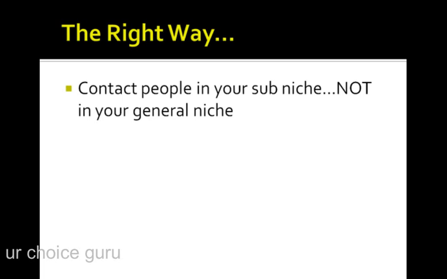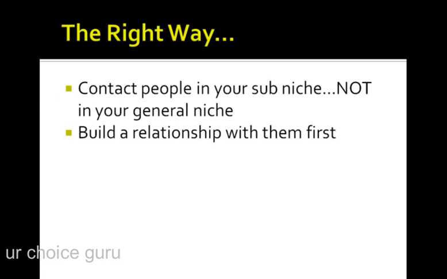Now, when you approach these people, there's a specific method that I use that happens to work very well. First, you need to build a relationship first. Don't go email them and say, hey, I got this awesome product that's going to fit your list. Well, that might help a little bit because you're in the same sub-niche, but you might rub them the wrong way and they're just not going to reply to your email. So the first thing, build a relationship with them first.